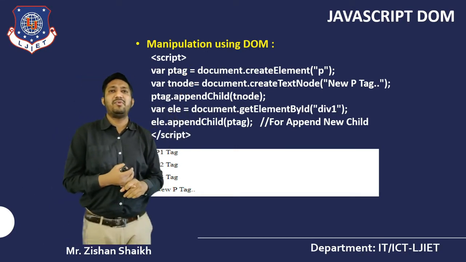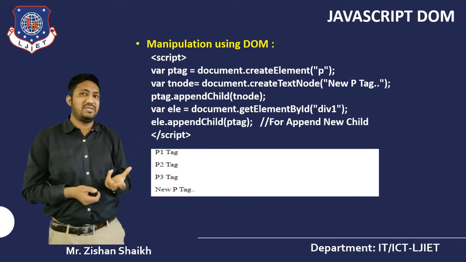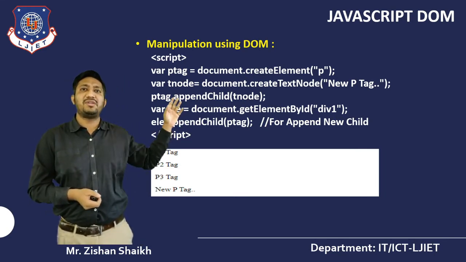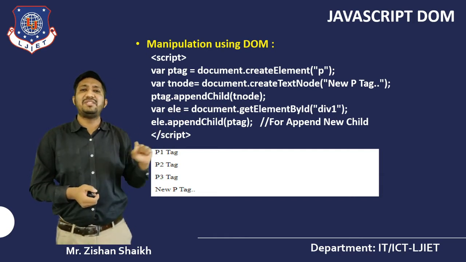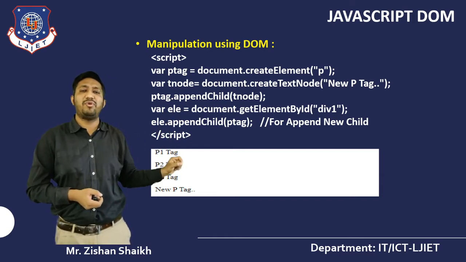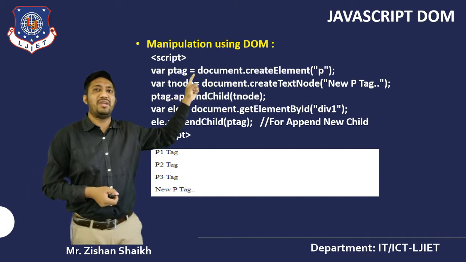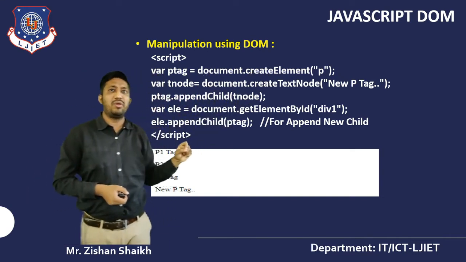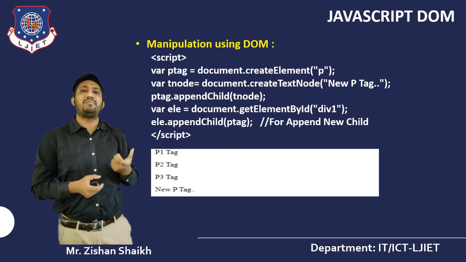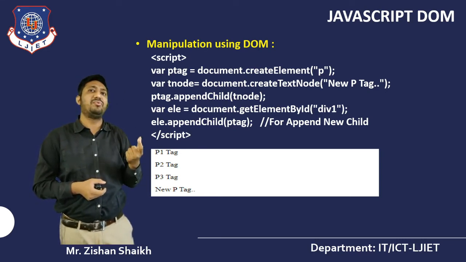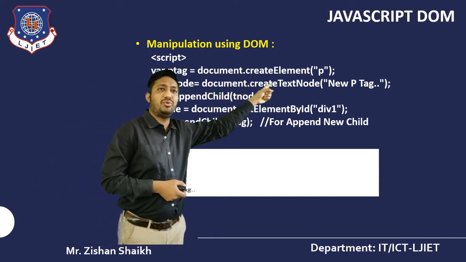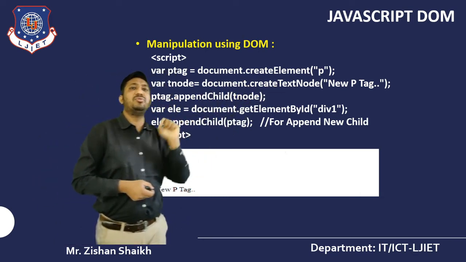For that, first we have to understand some basics. First we are creating one element. Which element do we want to insert? Suppose I want to insert a P element. So I write document.createElement and the element name is P. What is the text of that element? For that we have to create one node, so we have a method createTextNode, and the parameter value is new P tag.